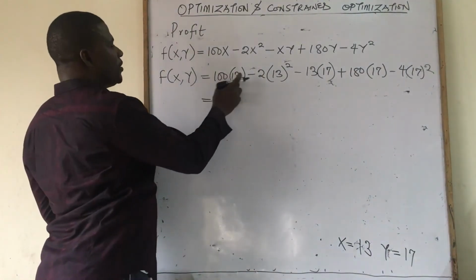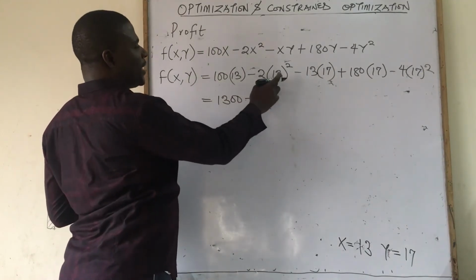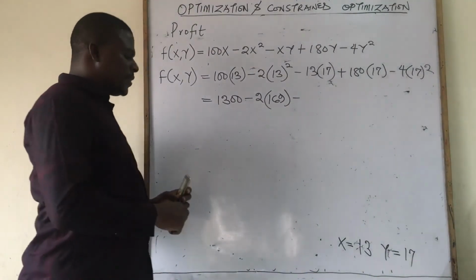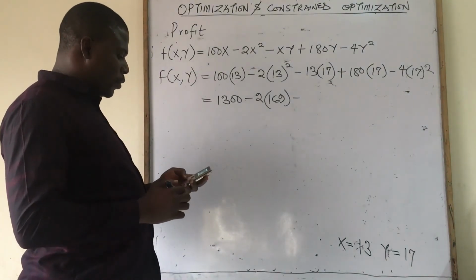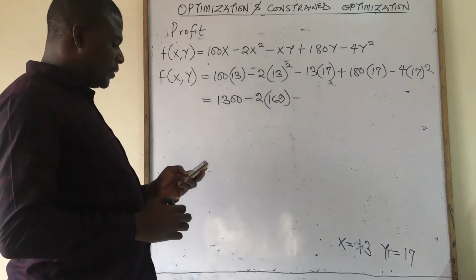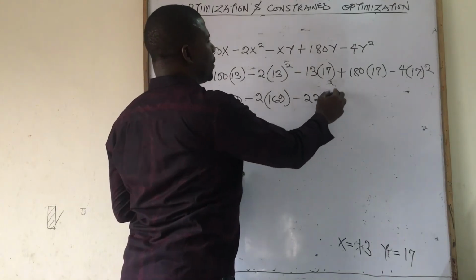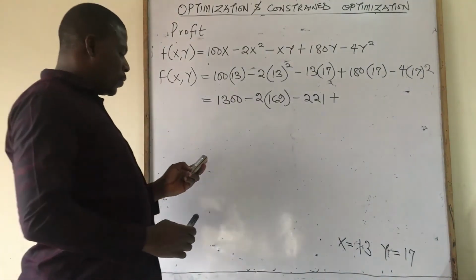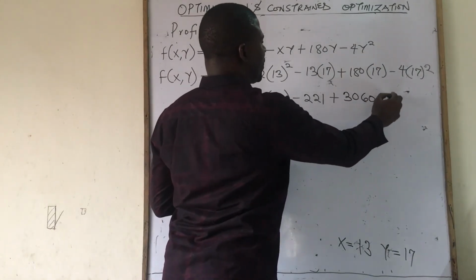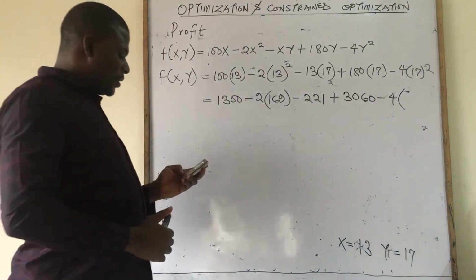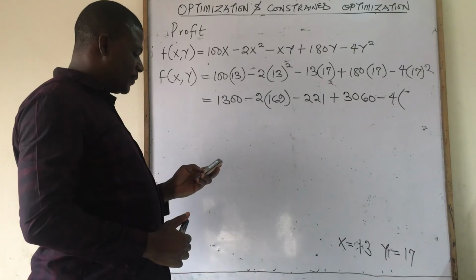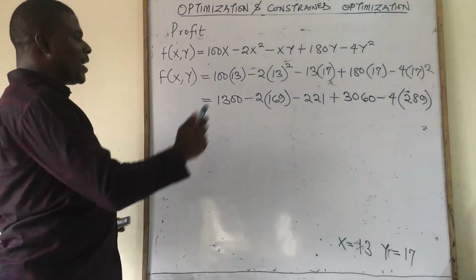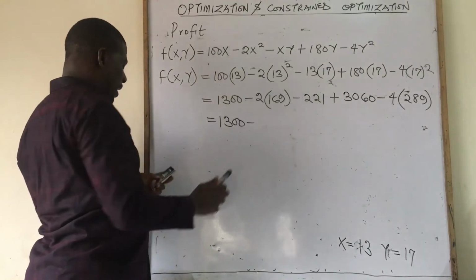Now, 100 times this one will be 1300, minus 2 into bracket 13 squared. 13 squared means 13 times 13, that's 169, minus 13 times 17. What would that give us? Using your own calculator from your own end, 13 times 17 will give you 221, plus 180 times 17. 180 times 17 will give me 3060, minus 4 into bracket 17 squared. 17 squared means 17 times 17, and that will give you 289.